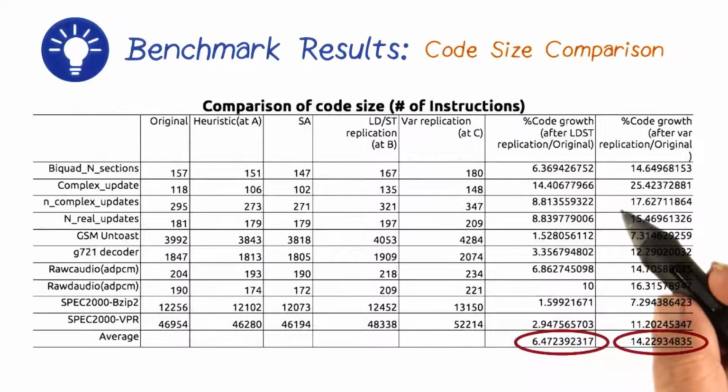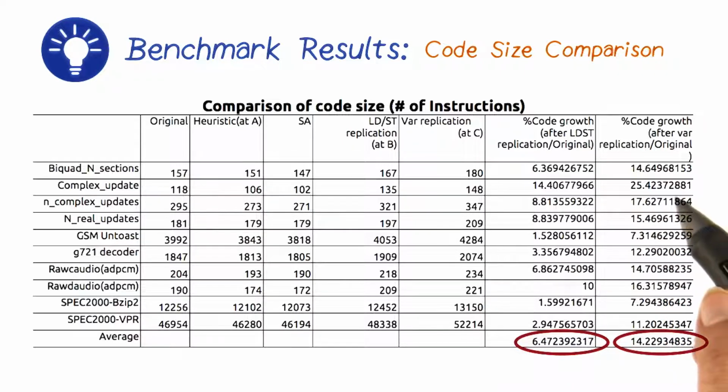Here are some more results. Now what we are comparing here is the code size. Remember, we are replicating the operands, we are replicating the instructions, and the code growth, the additional number of instructions, is definitely very important for embedded systems, whether or not we are increasing a lot of code size.